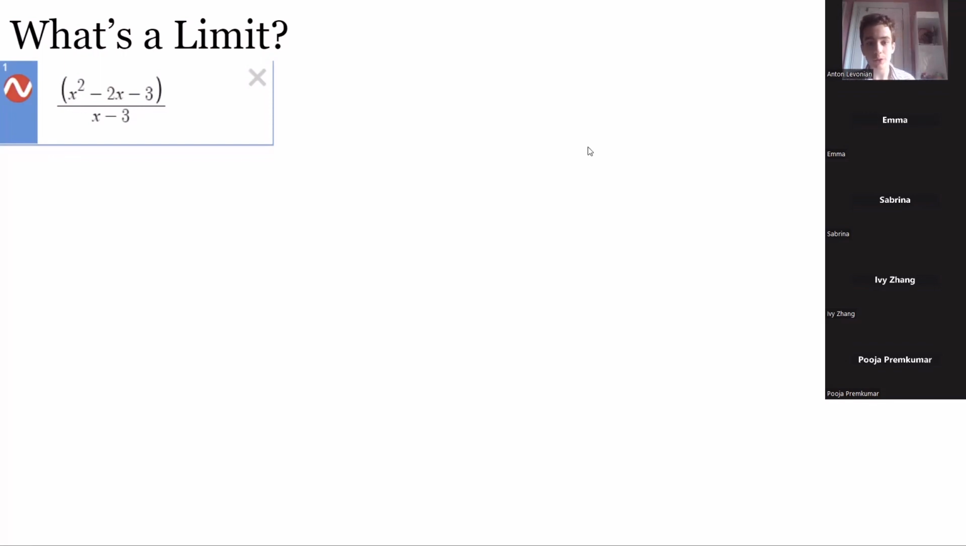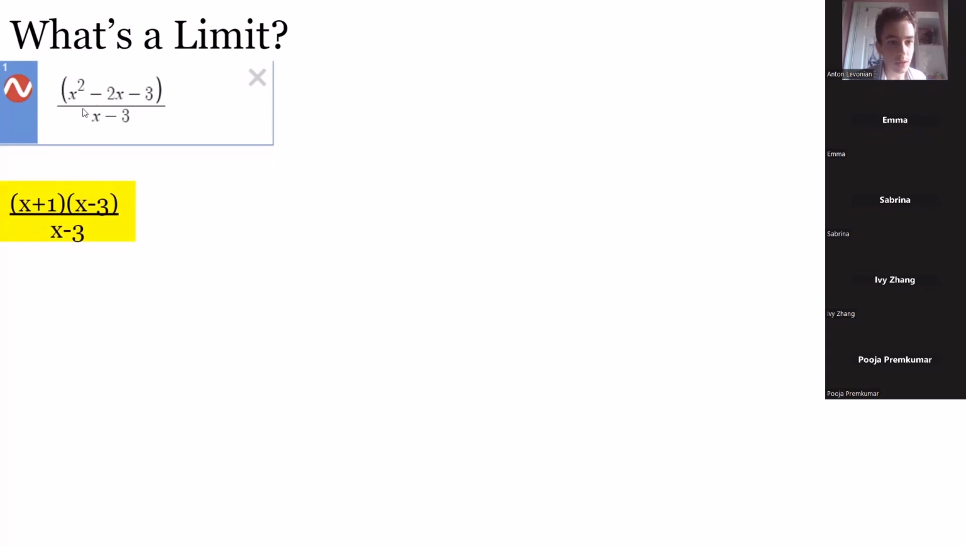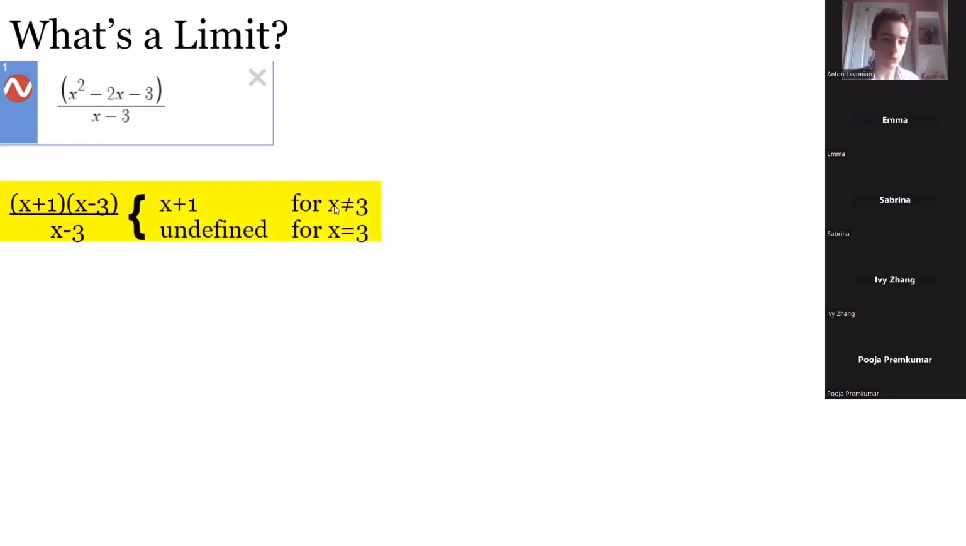Okay, wonderful. So I have a lot of really good answers from pretty much everyone. Basically what you have to do is factor the top, and the top is x plus 1 times x minus 3. And then when you divide it by x minus 3, we can cancel it, right? And we just get x plus 1. Now, the thing is that we can usually cancel it for x not equal to 3.